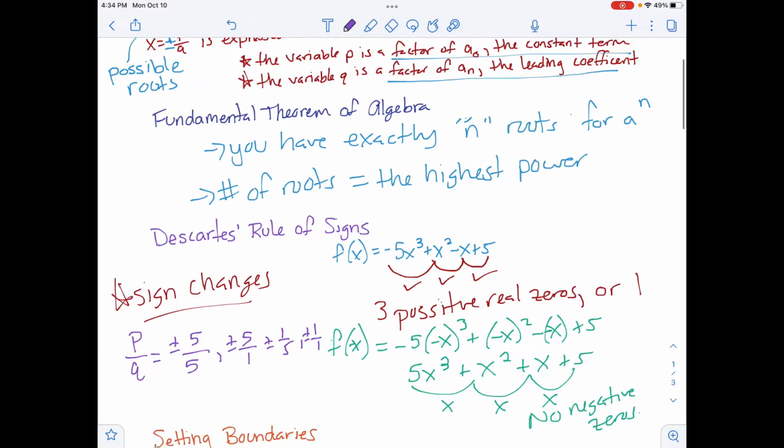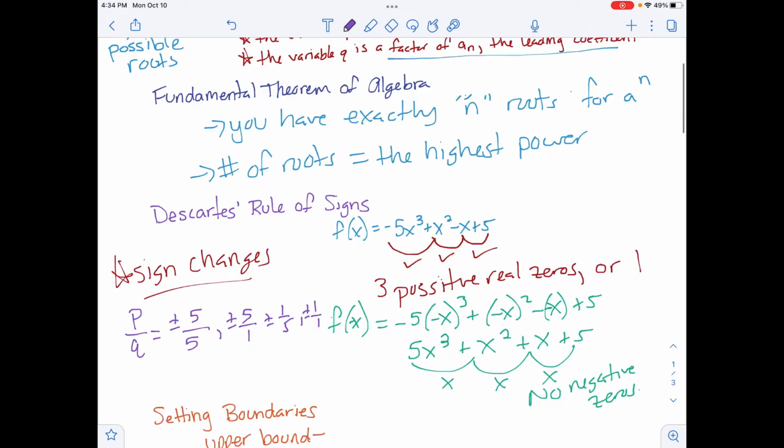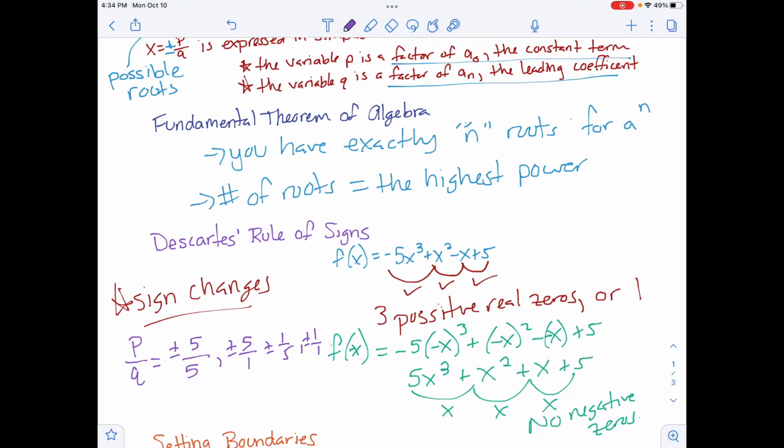But what do we know? We know that we have no negative zeros, which means when we start plugging into synthetic division, do we need to look at any of the negatives? No. So really, we can just say, all right, so it's either 5, 1, or 1/5. And we can start there. See how I really narrowed that down from what, 1, 2, 3, 4, 5, 6 different chances to 3. So that's Descartes' rule of sign.